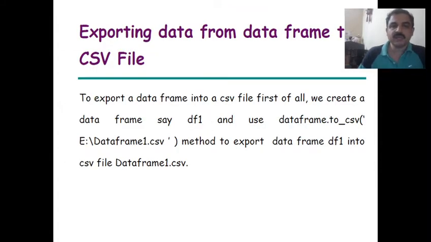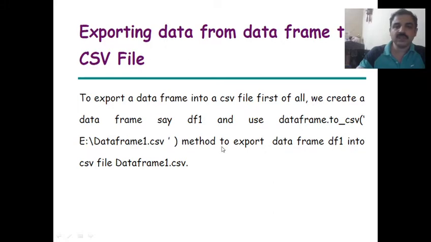Then exporting data from a data frame to a CSV file. Now in reverse, we have a data frame that we want to transfer as a CSV file. So how to do that? To export a data frame into a CSV file, first of all we create a data frame, say df1, and use the DataFrame.to_csv function and specify the name of the file with the path where it has to be stored.